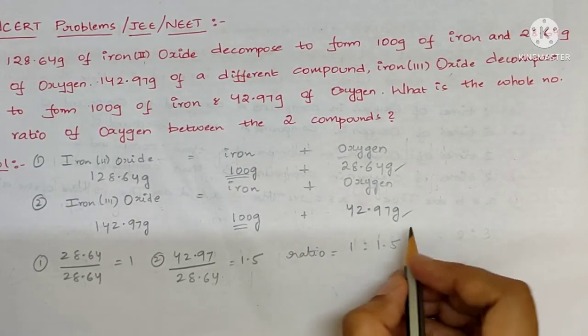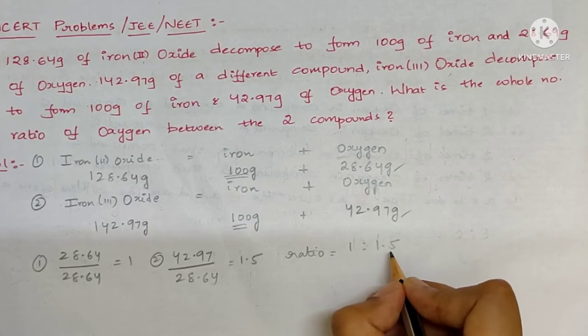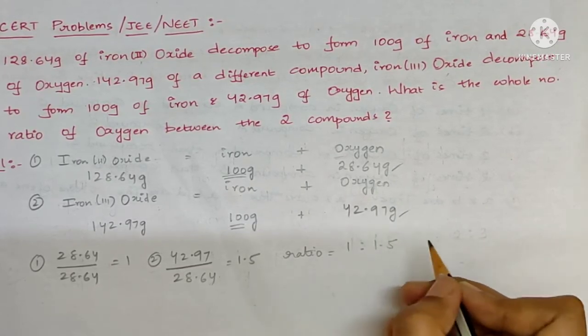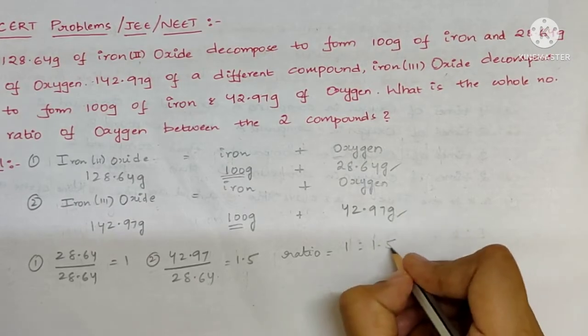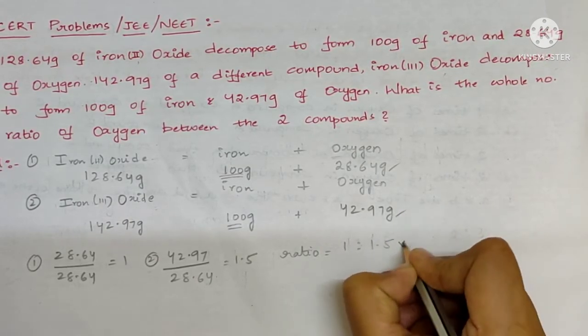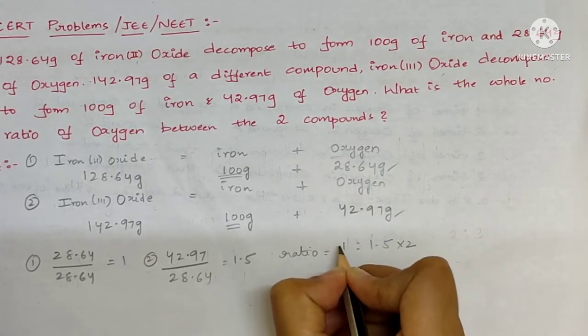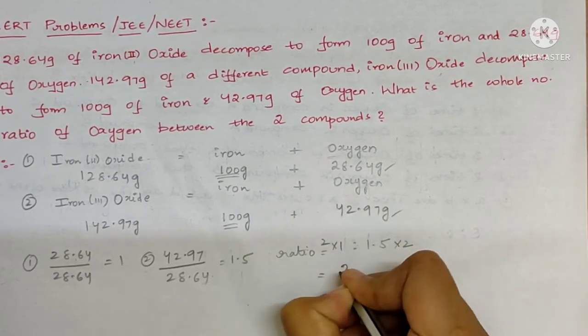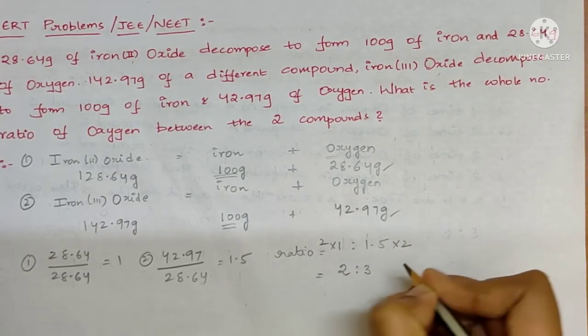So now let's multiply it with some number so that it becomes a whole number. Let me multiply this 1.5 by 2. We have to multiply this 1 also by 2. So finally we'll get the ratio as 2:3.